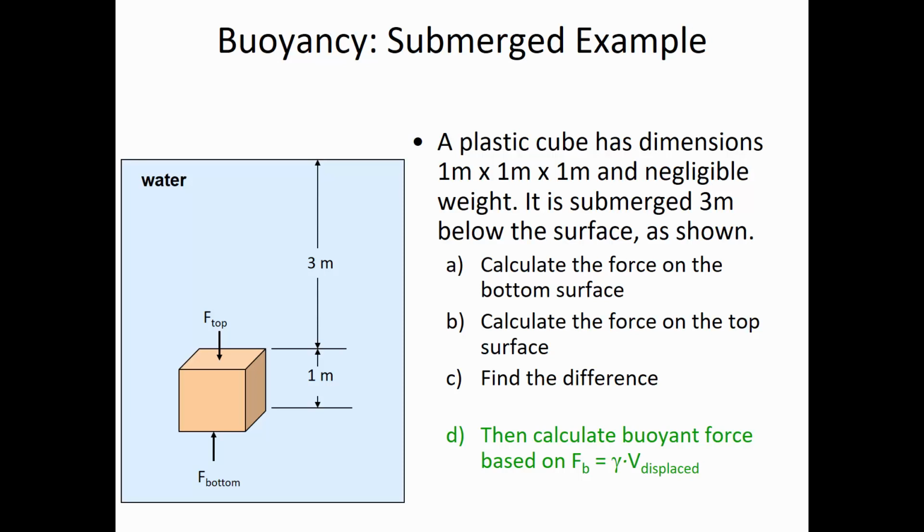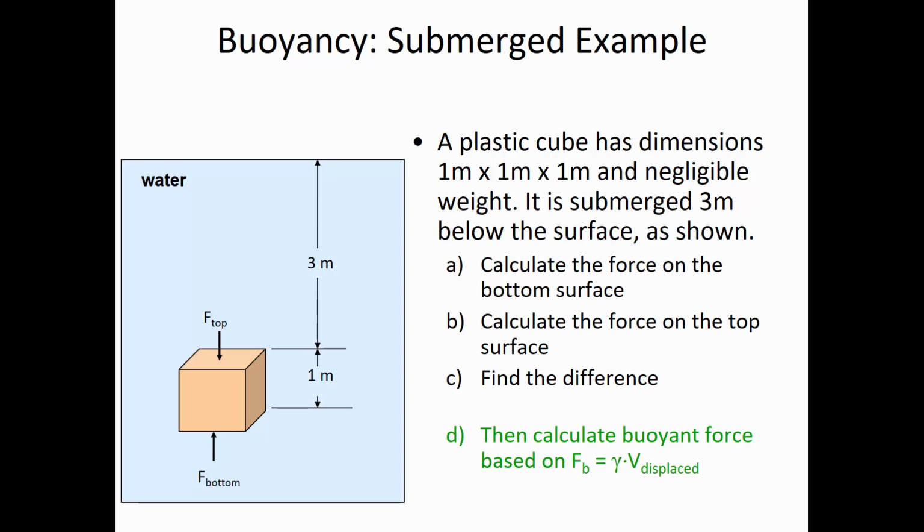Now B, what is the force on the top? It's going to be the same technique, but a different delta H. So it's delta H times gamma times A. So the delta H distance is 3 meters. The unit weight, 9810 newtons per meter cubed. And then the cross-sectional area is 1 square meter. Okay, so we can do that calculation and find that the downward force is 29,430 newtons.